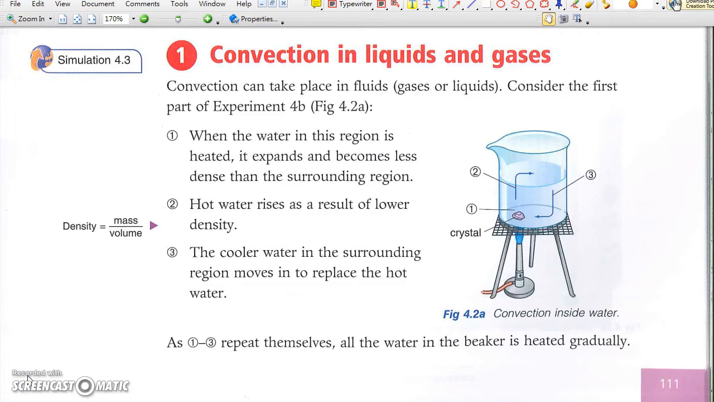1. Convection in liquids and gases. Convection current starts from heating one part of the liquid or gas. The fluid there becomes warmer and expands a bit. The density decreases, and due to gravity, it rises. When it rises, it loses heat as it mixes up with the cooler fluid. Eventually, it cools down and sinks later.